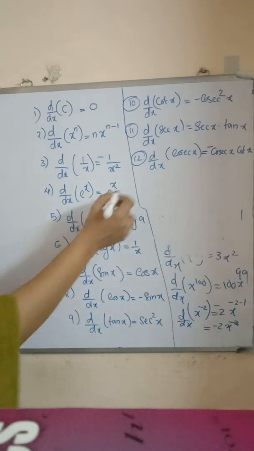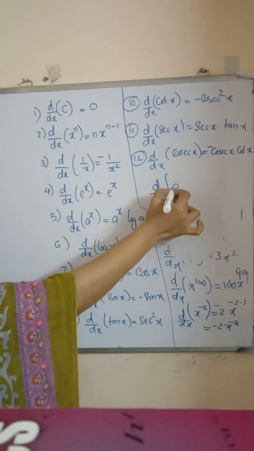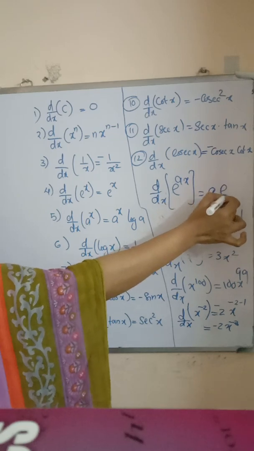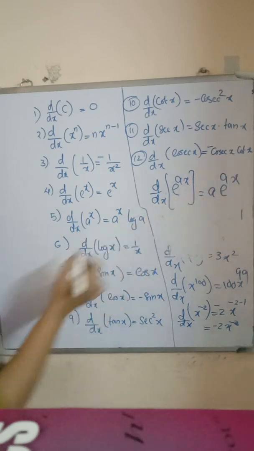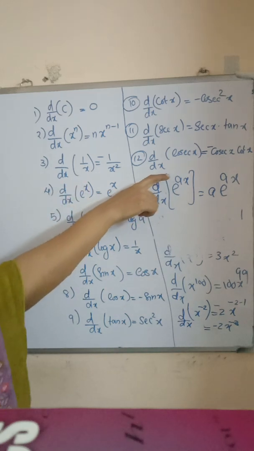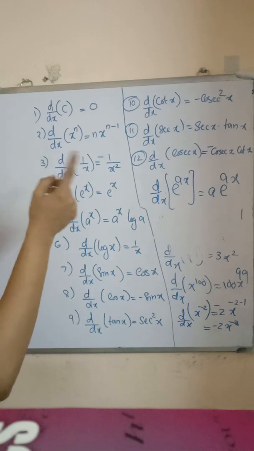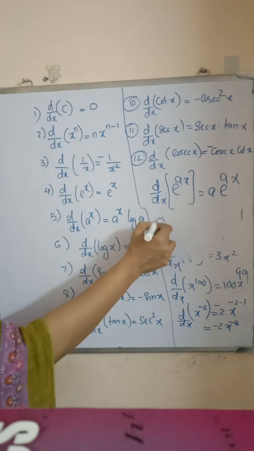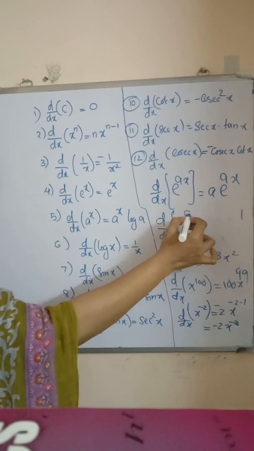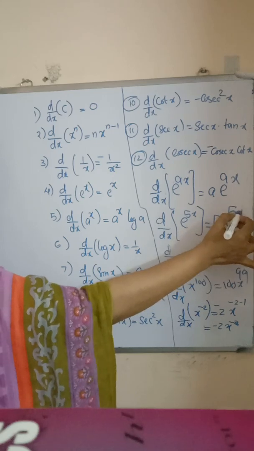Also, d by dx of e raised to ax is equal to a into e raised to ax. If x has a coefficient like a, d by dx of e raised to ax is a e raised to ax. That is, d by dx of e raised to 5x is equal to 5 e raised to 5x.